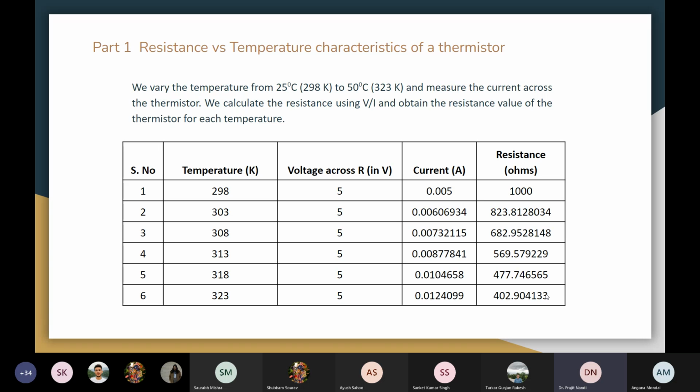and I like the fact that this group has taken care to actually look at the current values. So good job, group 12. Okay, carry on.